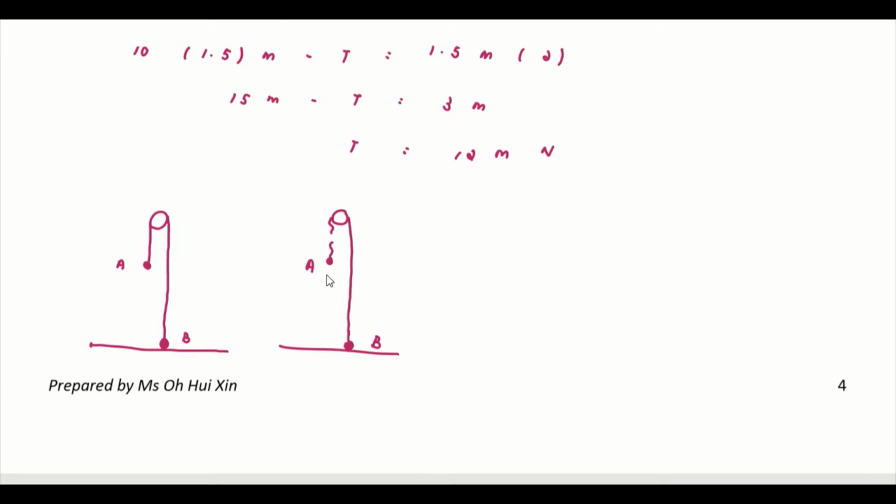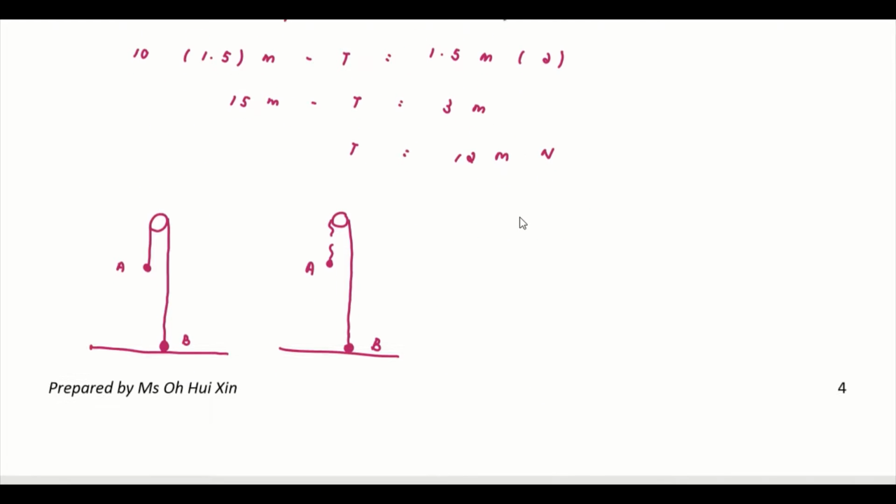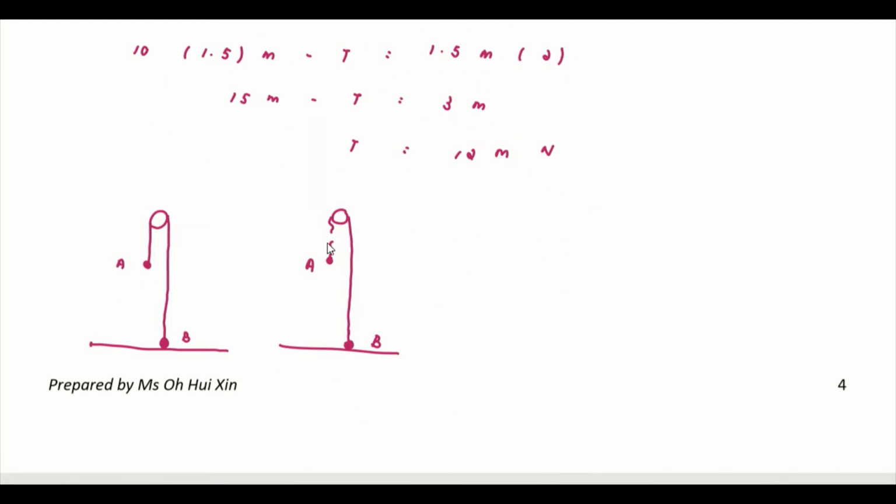So that's the idea. The question one is to show that the speed of A when it reaches the ground is 5.97. Then find the time taken after the string breaks for A to reach the ground. So when we go back to this picture, what they want is, after the string breaks, A will certainly fall to the ground, right? So what is the final velocity here? And what is the time for A to actually reach the ground? So this is the idea.